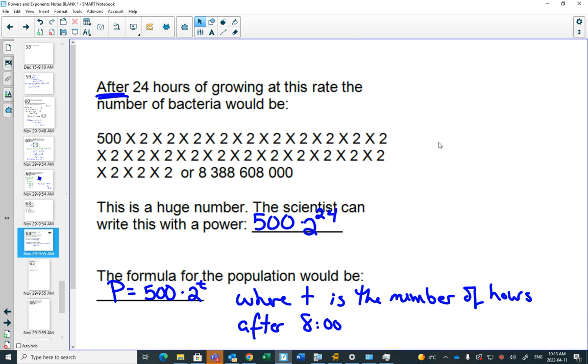So we have to create a formula. If you wanted to find out how many bacteria there would be at 2 o'clock in the afternoon, what would you plug in for T? How many hours after 8 o'clock is 2 in the afternoon? 6 hours. So does it make sense that you would have 500 times 2 to the 6? Our exponent in this formula is very important because it gives us a way of showing how many 2's we would need.